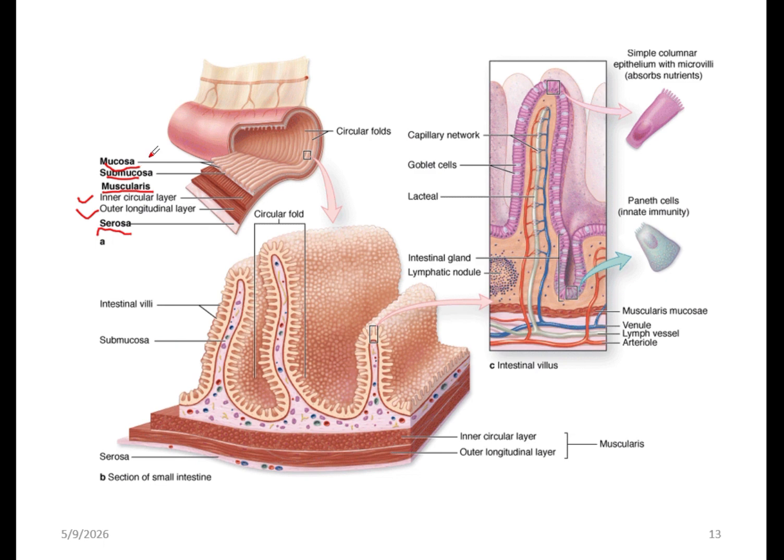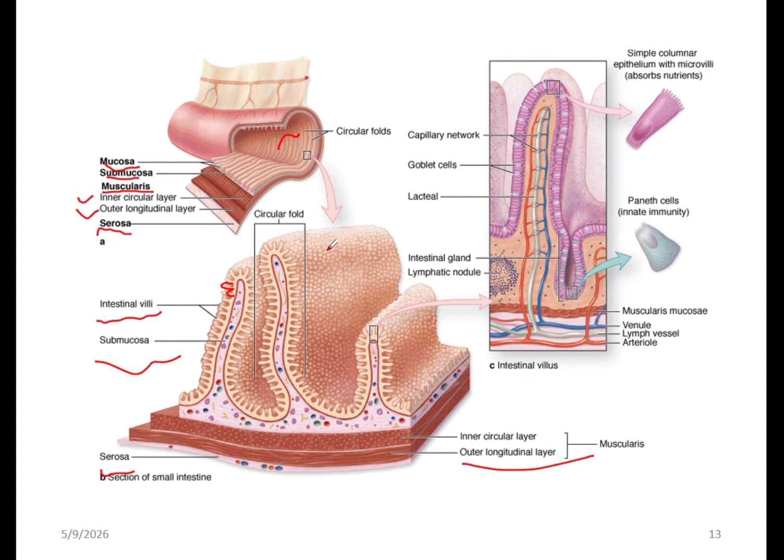And in this circular fold, villi are present. This is the intestinal villi. This part is known as the intestinal villi, and the submucosa part, and this is the serosa part, the outer part is the serosa. And the middle part, inner circular and outer longitudinal, is the muscular part.